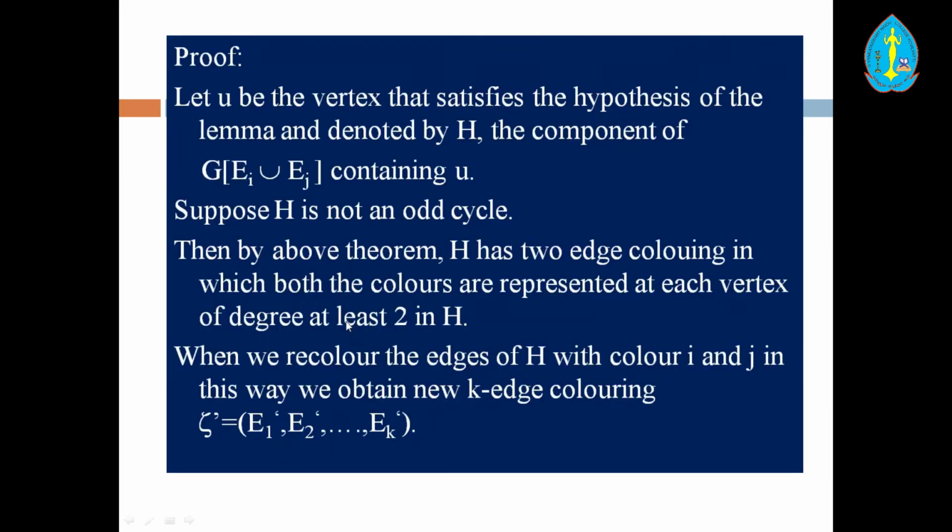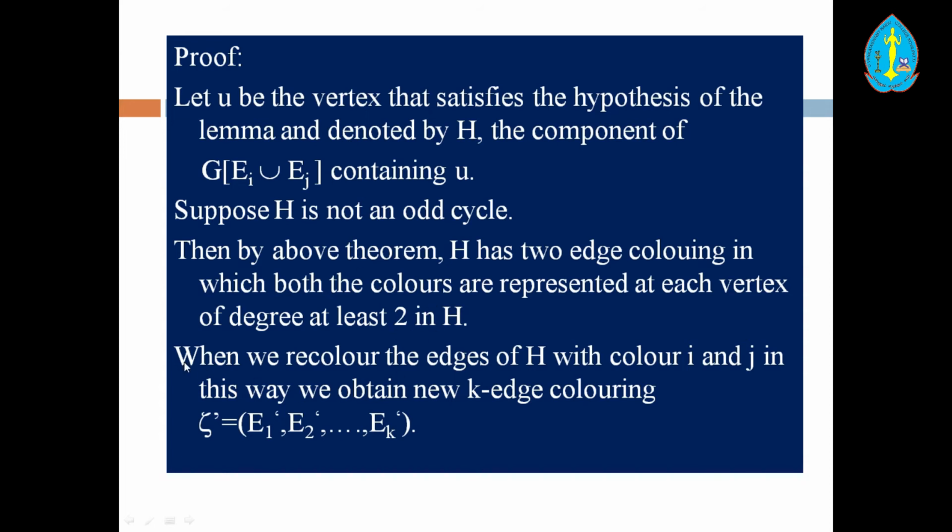Here I is not represented at U and J is represented twice at U. That is, the component of the graph induced by the edges EI union EJ is denoted by H, which contains U. Suppose H is not an odd cycle. Since H is not an odd cycle, by a known theorem H has a 2-edge coloring in which both colors are represented at each vertex of degree at least 2 in H. This result we have already seen.